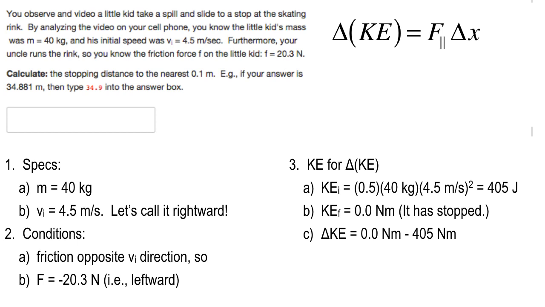So here's my delta KE, 0 minus 405. So my work formula now is negative 405 newton meters, and now I've converted from joules to newton meters straight across. It's just another name for a joule. And that's equal to negative 203.